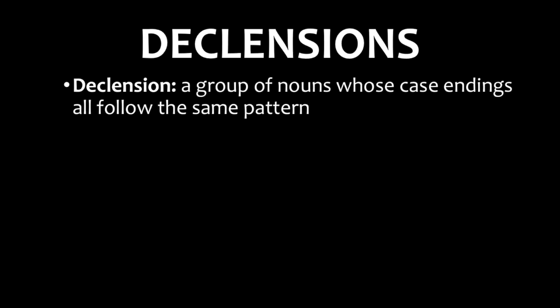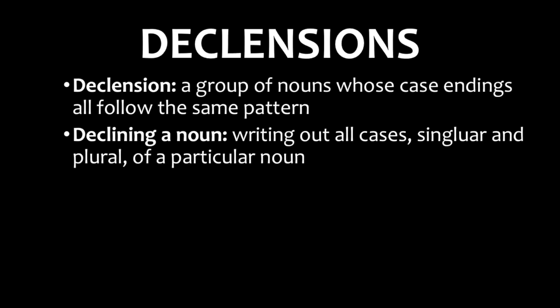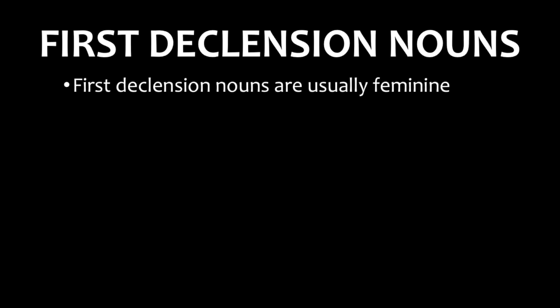Now, and this is again review, but let's talk a little bit about noun declensions in Latin. So a declension is a group of nouns whose case endings all follow the same pattern. And when we talk about declining a noun, that means writing out all cases of a noun, singular and plural, all of the endings for every case. So let's look at first declension nouns.